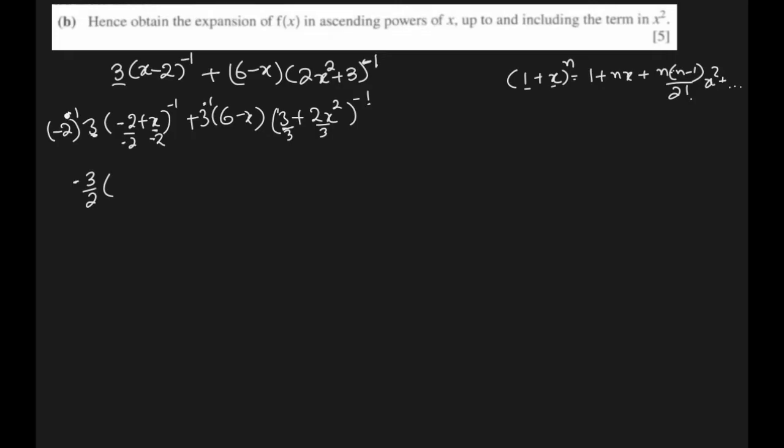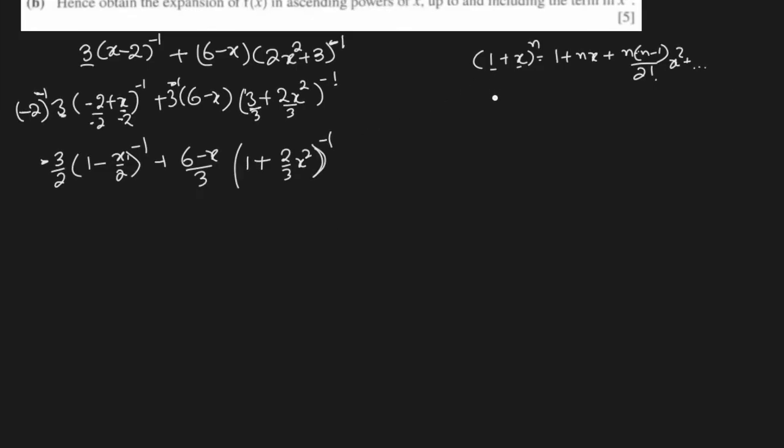3 was here. Because of this minus 1, it becomes a denominator, and minus because 2 has a minus. So (1 minus x over 2) to the power minus 1, plus (6 minus x over 3). Yeah, this is minus 1 power, so it becomes a denominator again: (1 plus 2 over 3x square) to the power minus 1. And now we will need this for expansion.